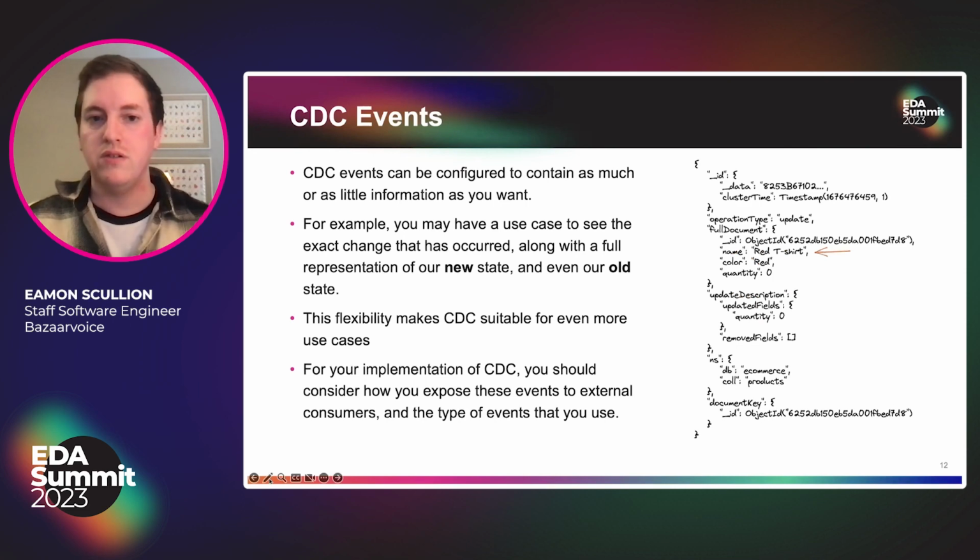CDC can also be configured to contain as much or as little information as you want. For example, you may have a use case to see the exact change that has occurred, but you may also want to include the full representation of the new state and even the old state before we made the change. This kind of flexibility makes CDC suitable for even more use cases. And for your implementation of CDC, you should consider how you expose these events to external consumers and the types of events that you use.